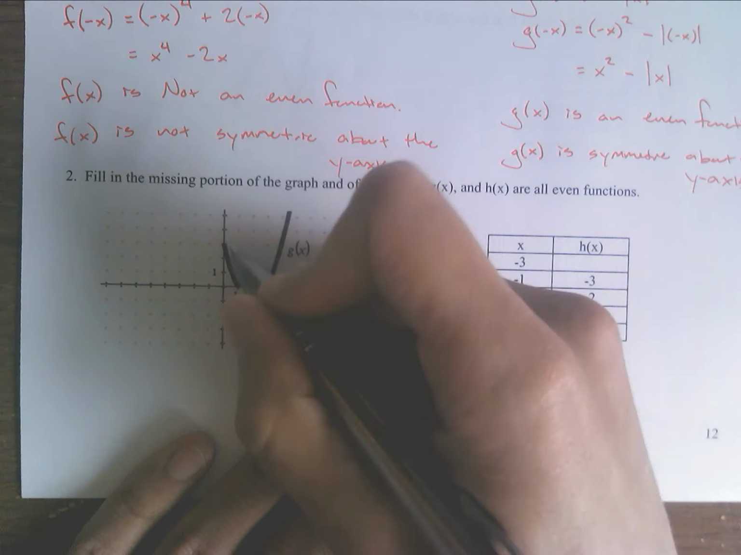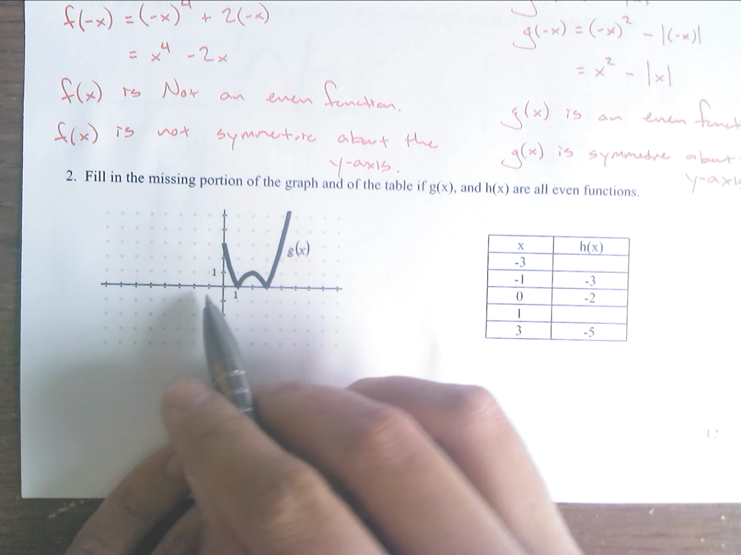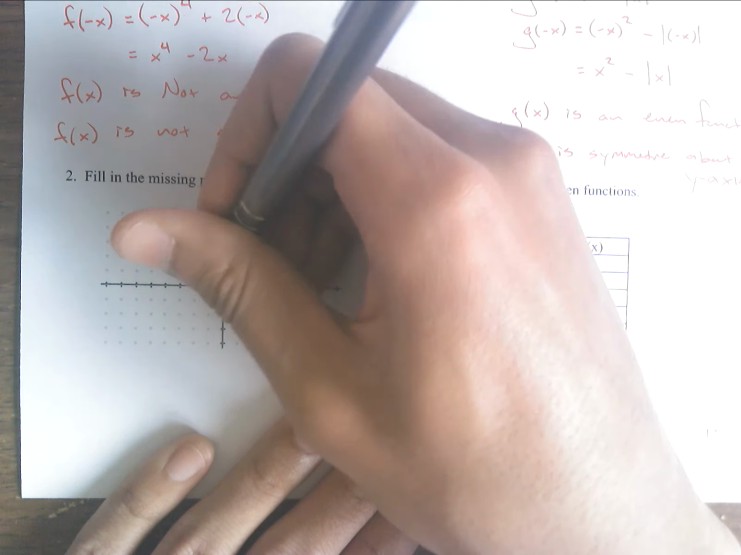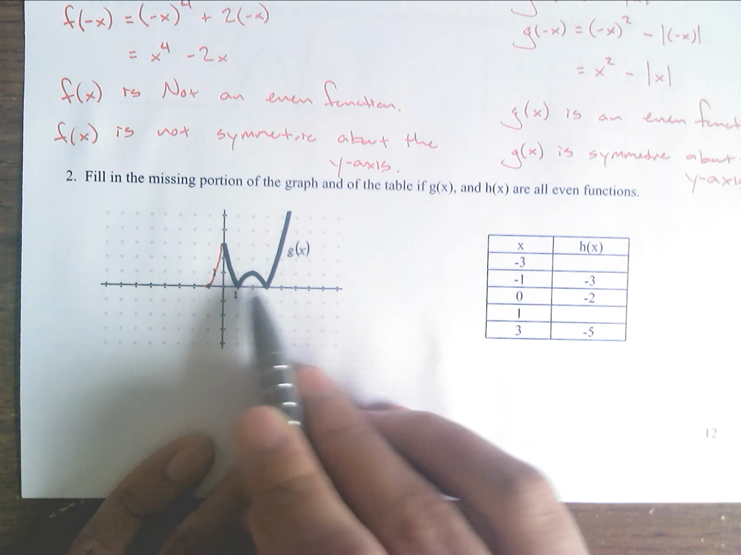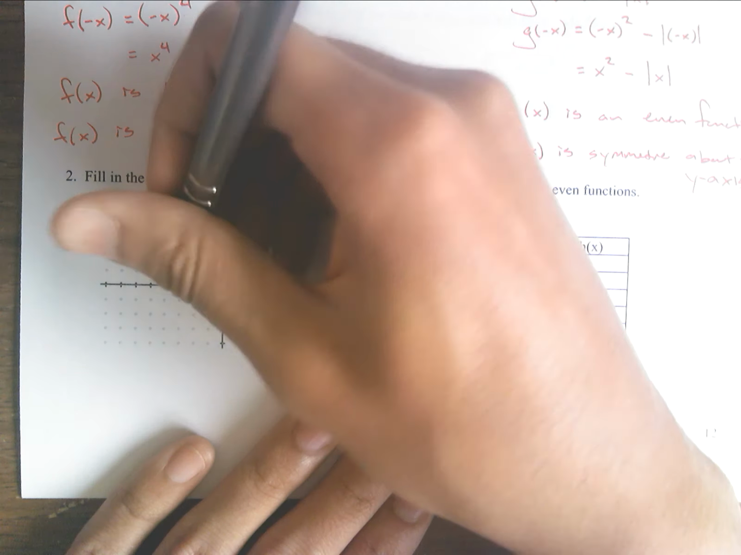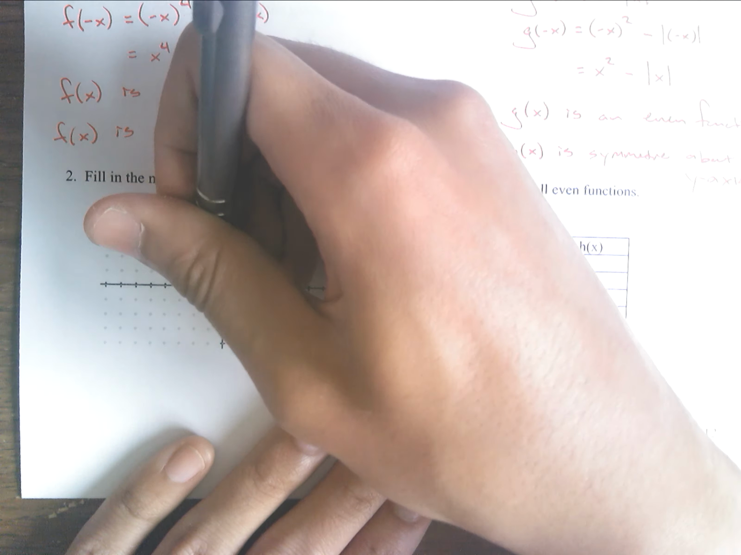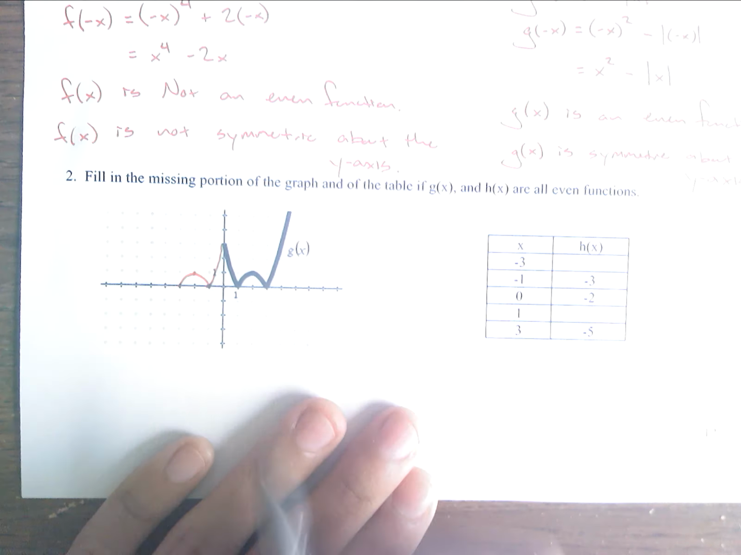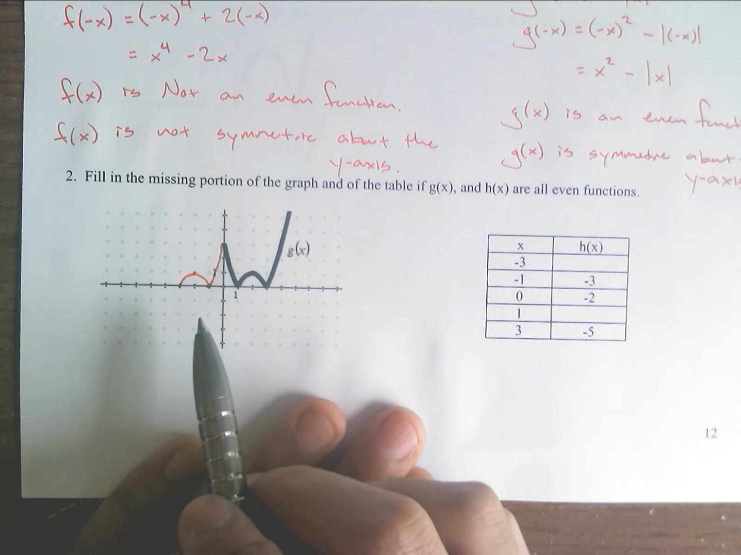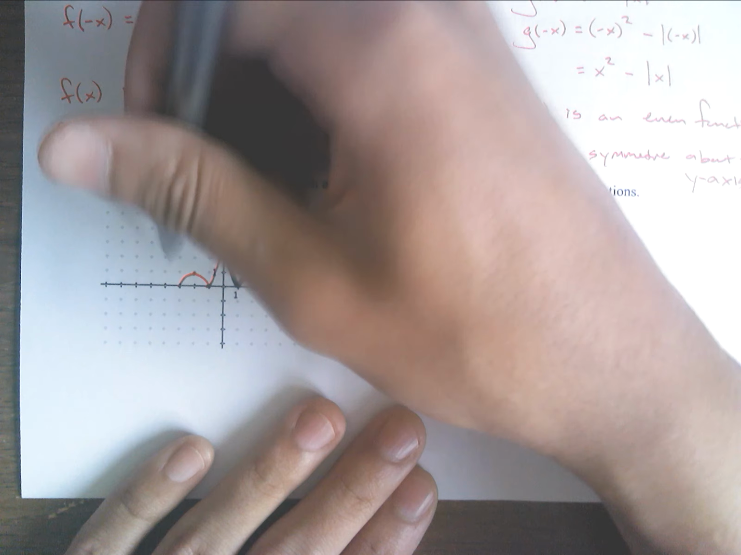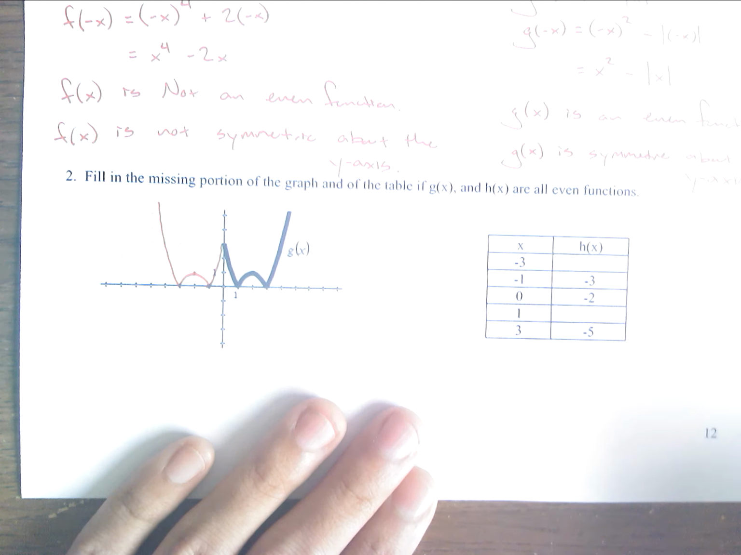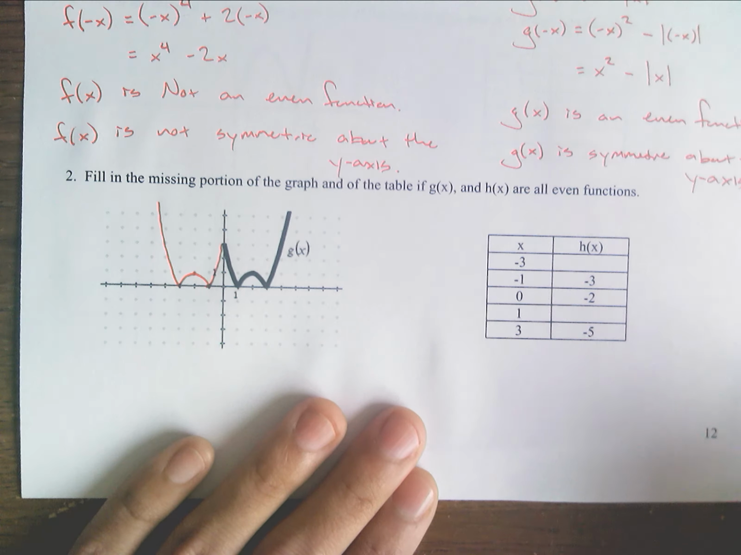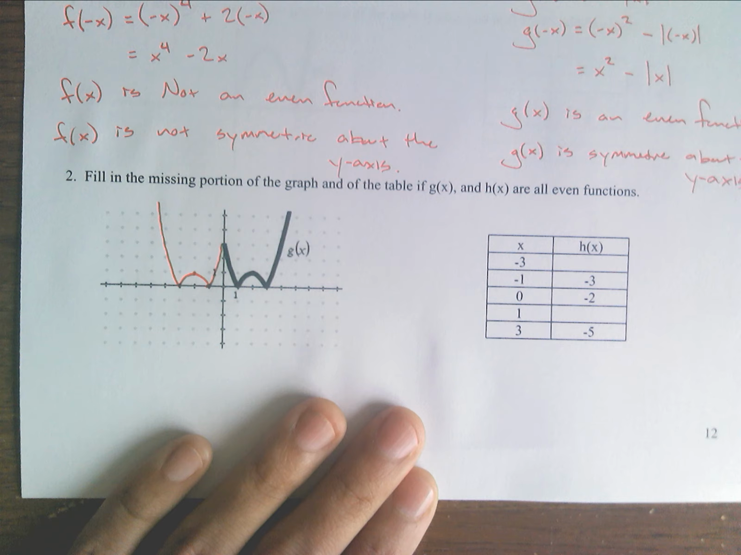So I see that it comes up here, it comes down and hits negative 1, 0. We've got this little curve right here between negative 1 and negative 3. And it comes up and hits the point negative 2, 1. And then it curves back upward all the way up here. So this is symmetrical, and so this is an even function.